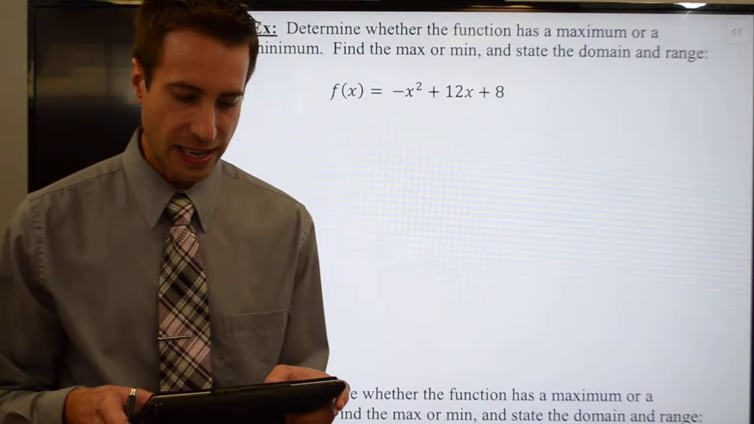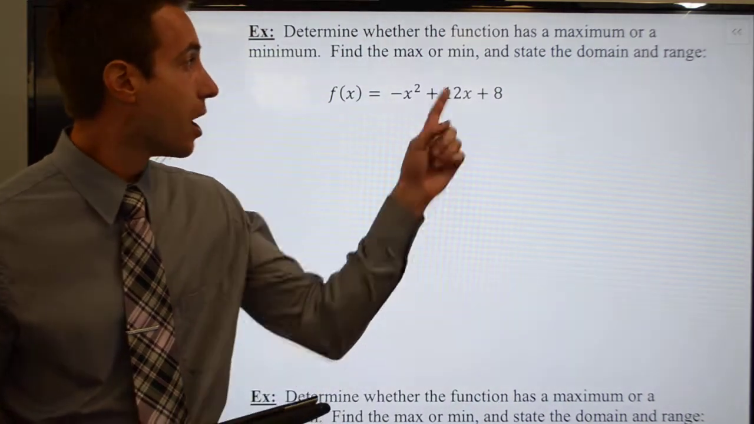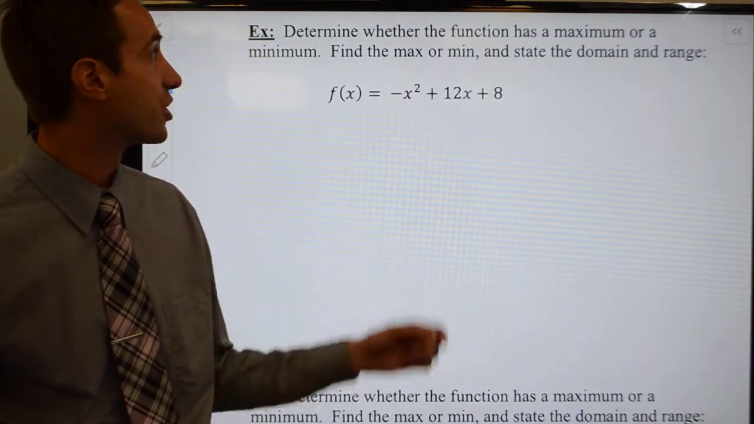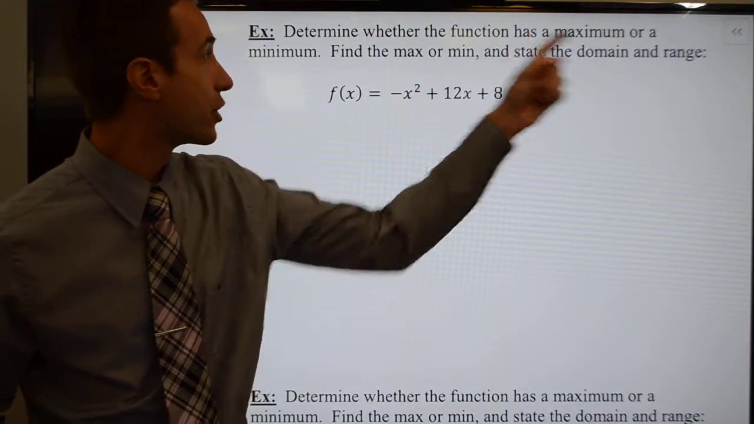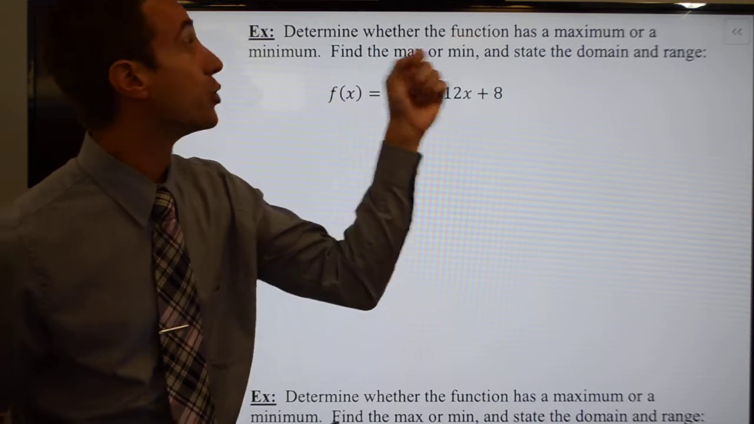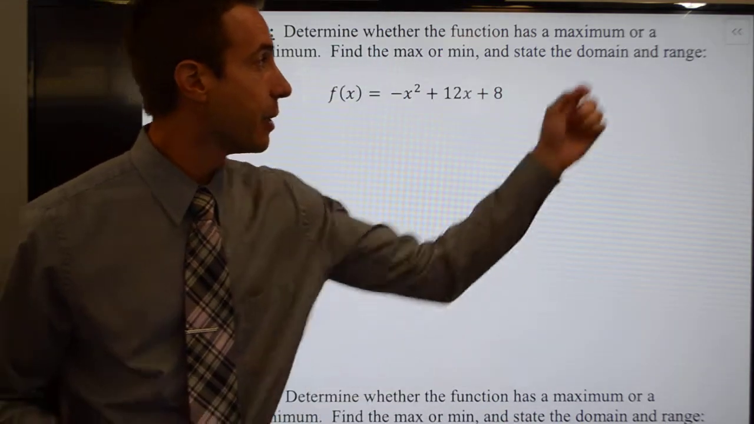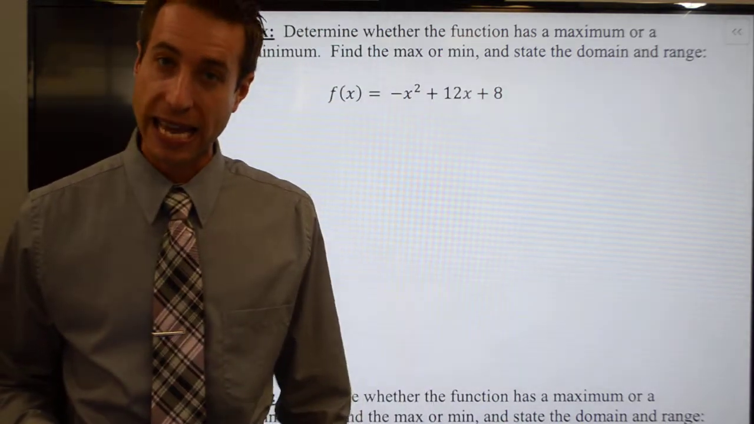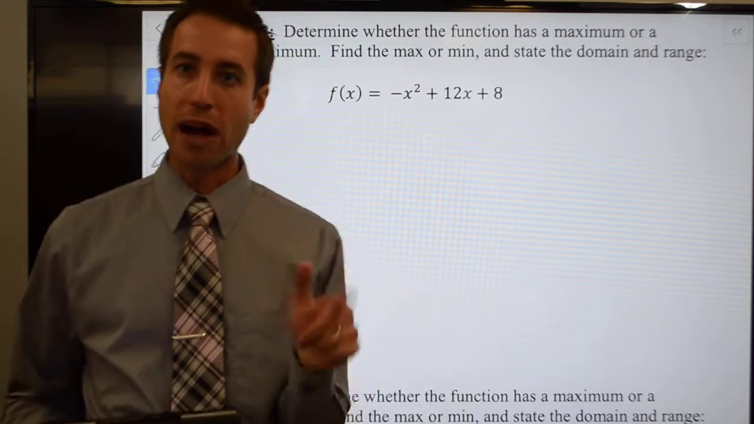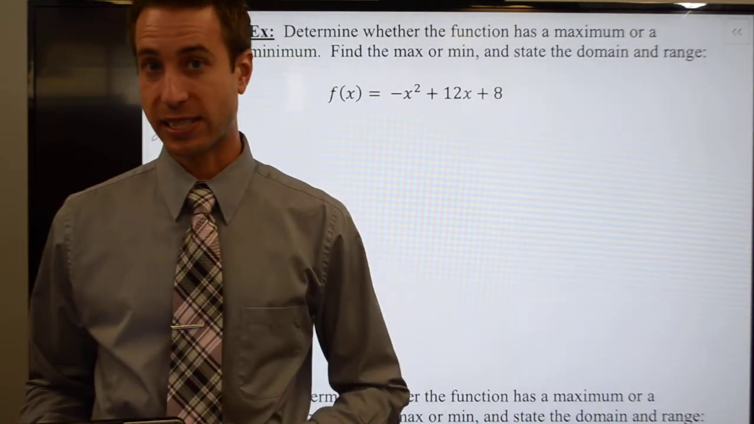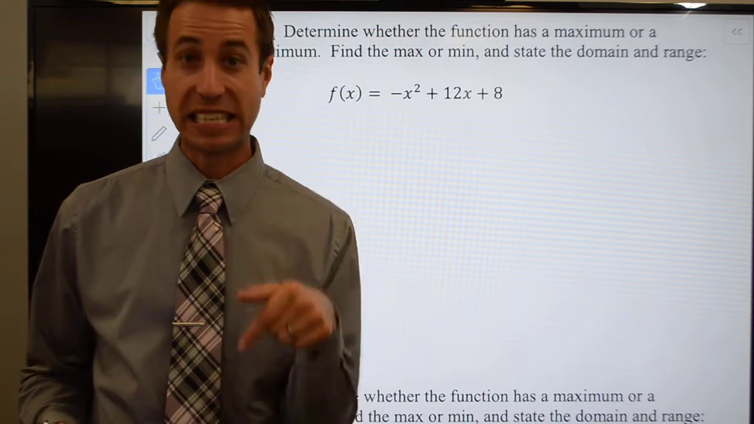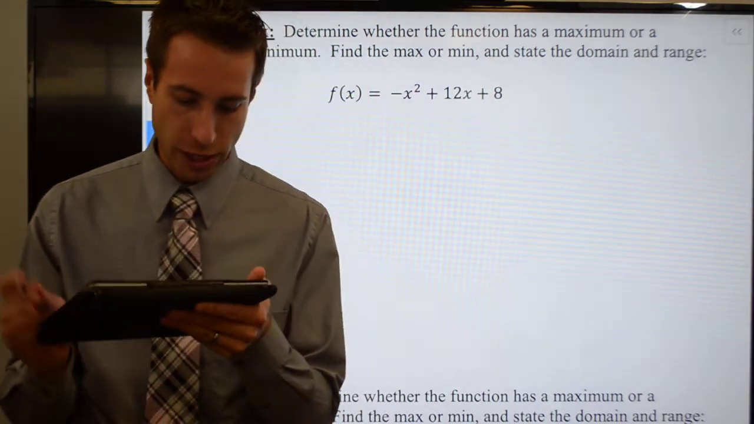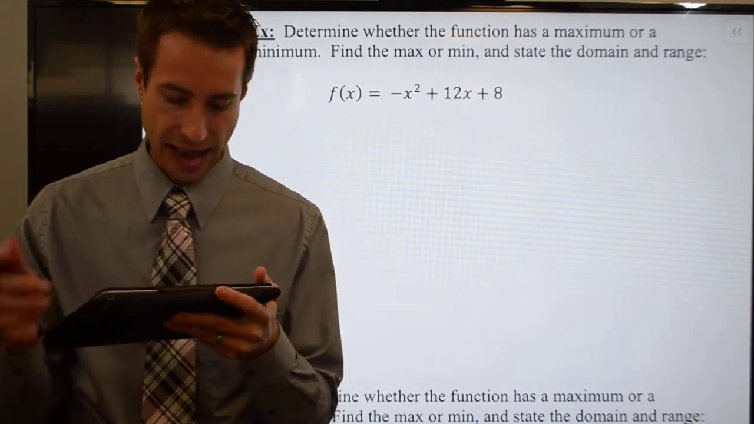What I've done is I have given you here a quadratic function, and we're going to go ahead and find a bunch of stuff. I want you to determine whether the function has a maximum or minimum. I want you to find the maximum or minimum value and state the domain and the range. Well, in order to find the vertex, I first need to find the axis of symmetry. So here we go. Let's find that first.